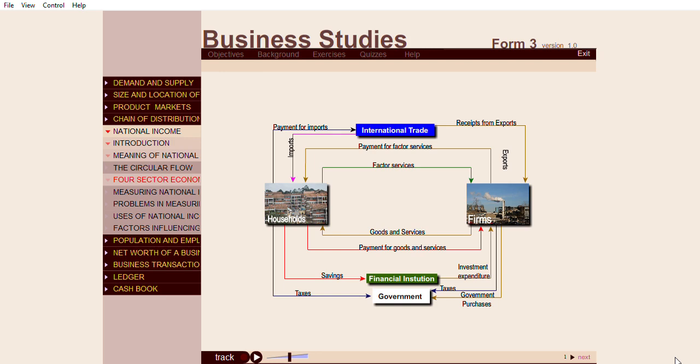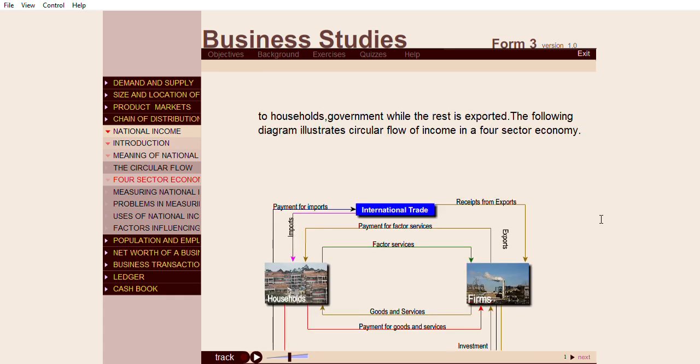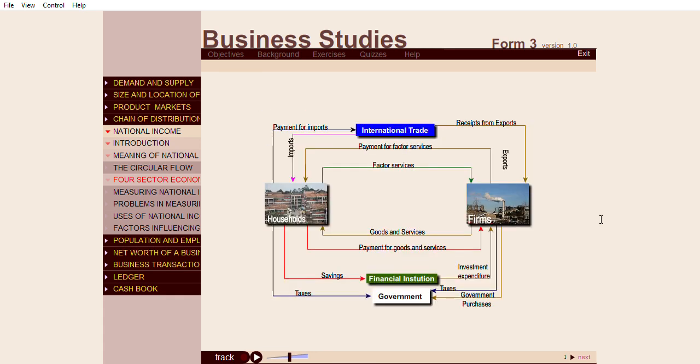Households keep part of their income as savings, which is borrowed by farms for investment. Farms produce goods and services, which they sell to households, government, where the rest is exported. The following diagram illustrates circular flow of income in a four-sector economy.